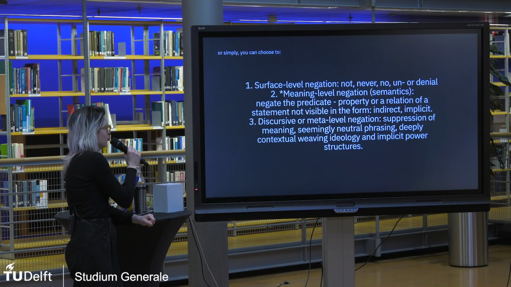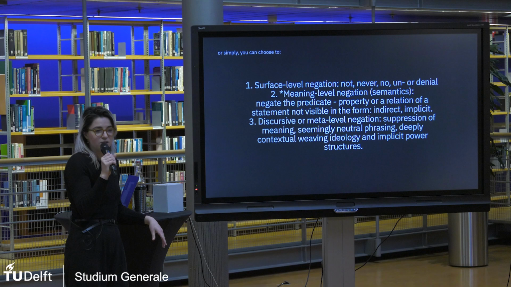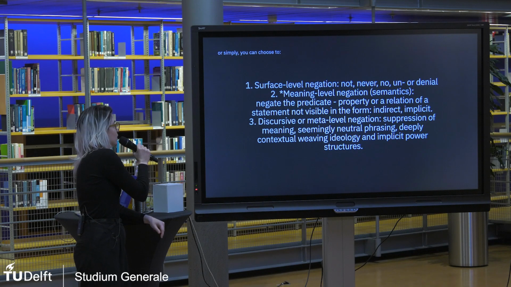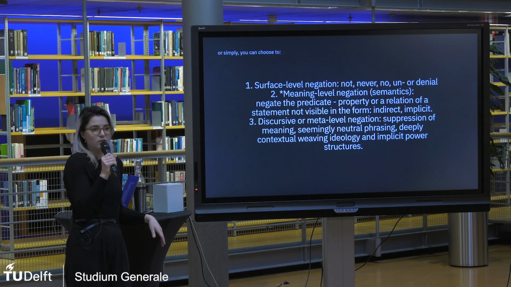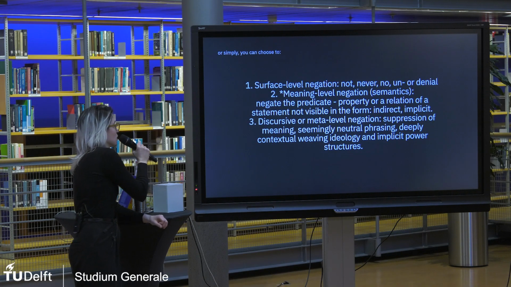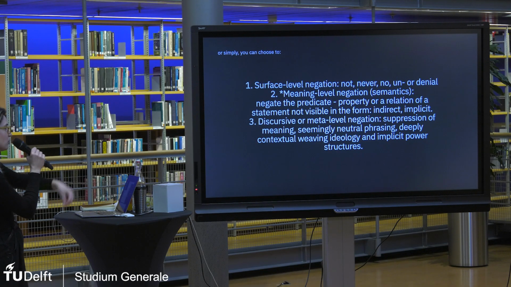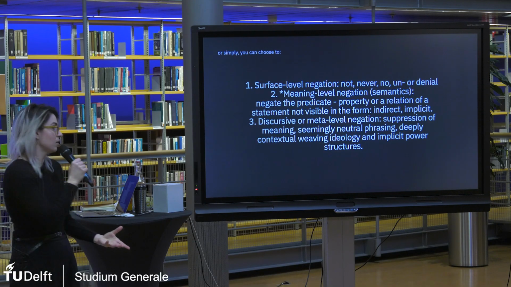The second one is the meaning level negation, semantics. The star means that's where computers start to fail. Not to fail, they will attempt to write something, but it will most likely be nonsense. So it's a semantical category where we're negating the predicate. So we're going to look for a property or a relation implied in those statements. So what is unsaid?